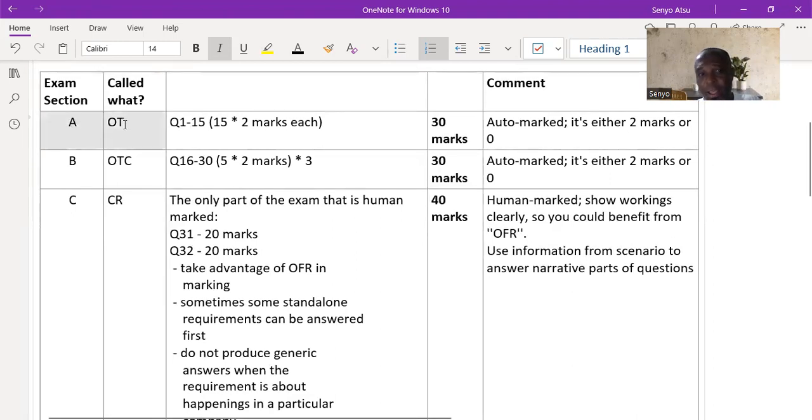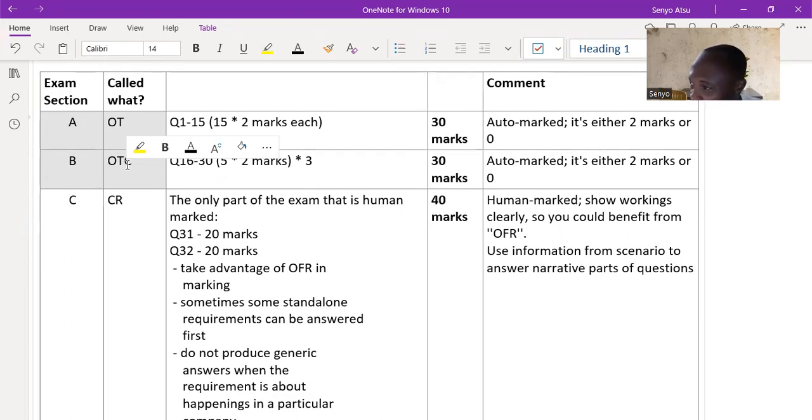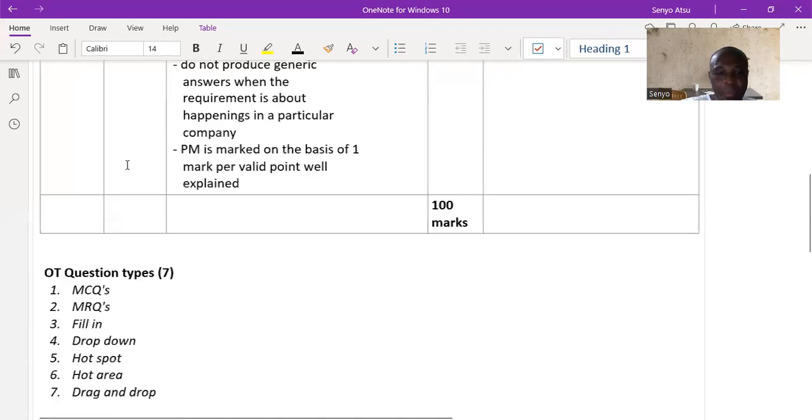Exam session A and B, they are objective tests. Friends, objective test doesn't mean multiple choice. In our part of the world, when our tutors tested us in quizzes in uni and in basic school, everywhere, our objective tests were, most of the time, only multiple choice. What is multiple choice? A, B, C, D.